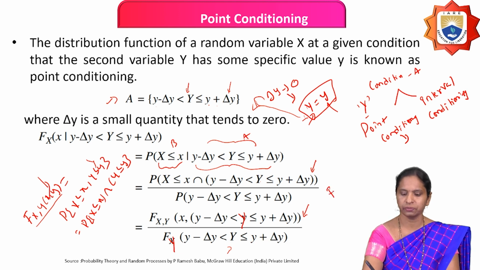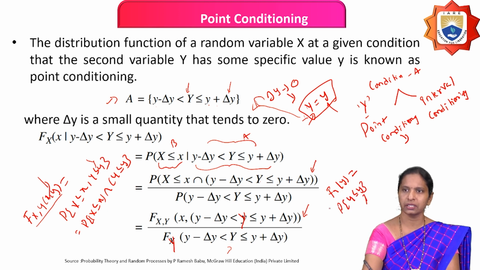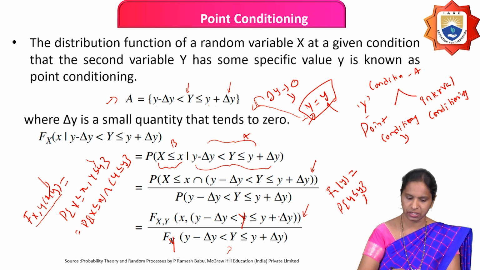So what is actually Fy of y? Fy of y is nothing but P of Y less than or equal to y. So in place of y, I have here y minus delta y less than or equal to y plus delta y. Just replace in place of y. Therefore, what is this?